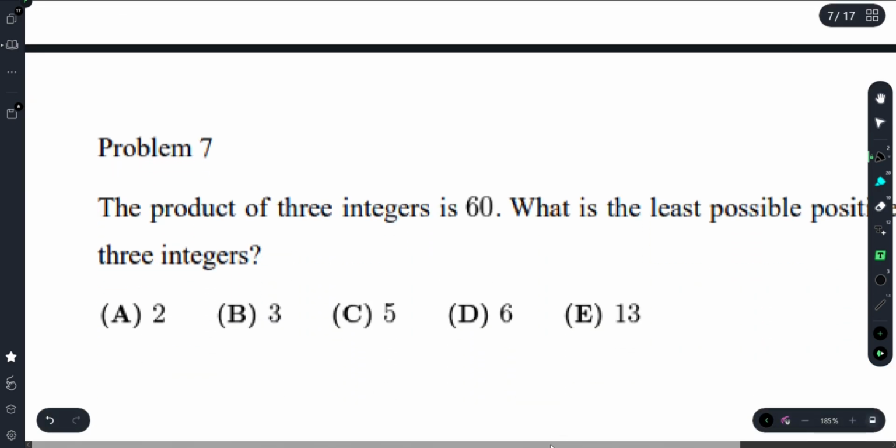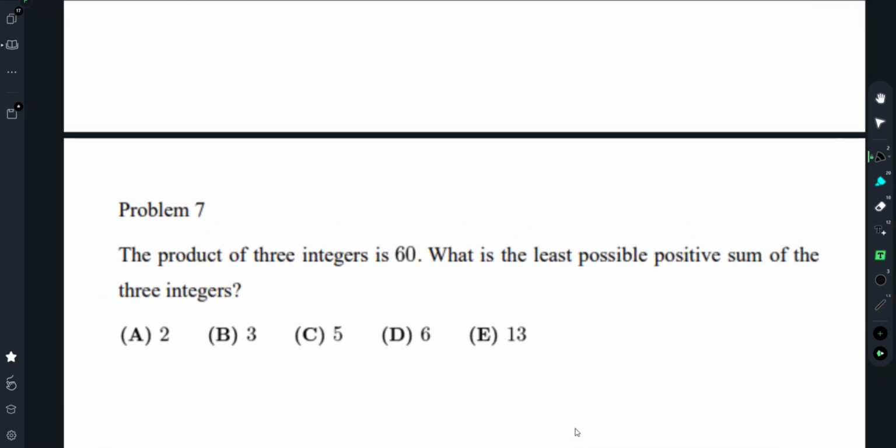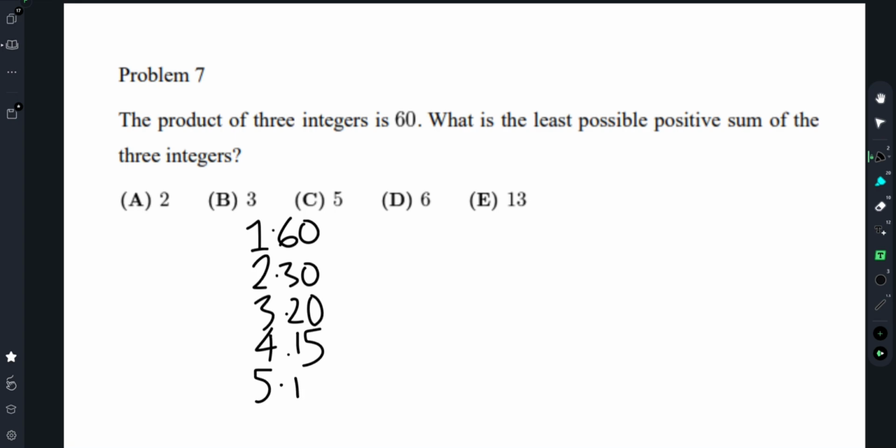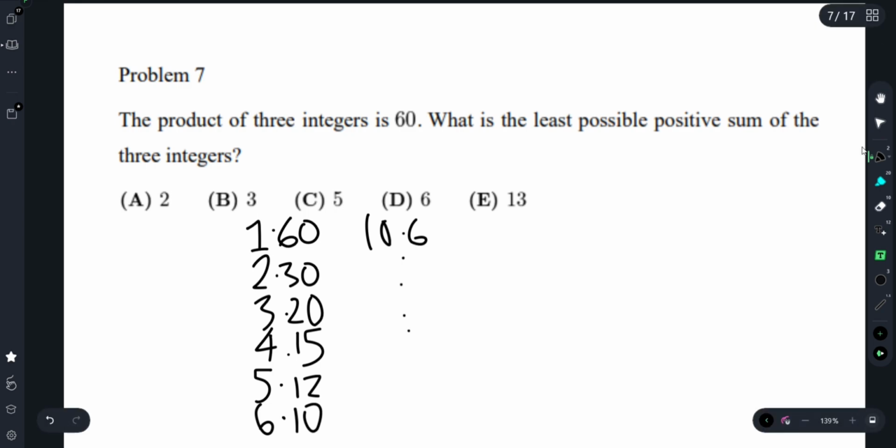Next question, problem 7. The product of 3 integers is 60. What is the least possible positive sum of the 3 integers? So basically, we could write out the multiples: 1 times 60, 2 times 30, 3 times 20, 4 times 15, 5 times 12, 6 times 10, 10 times 6. So obviously, these are way too big to be the least sum. 10 times 6, if we add just 10 plus 6, 16 is not an option.